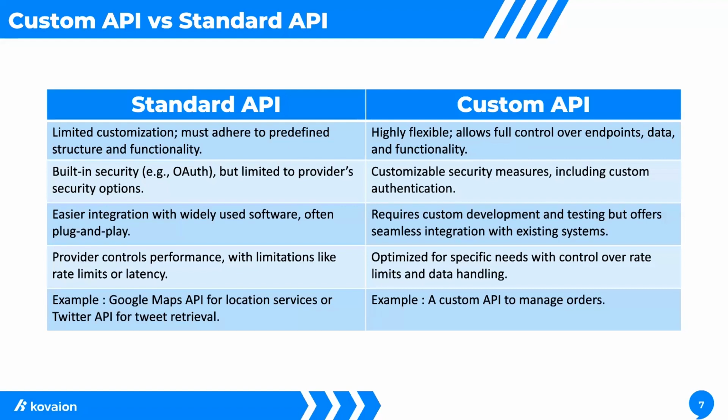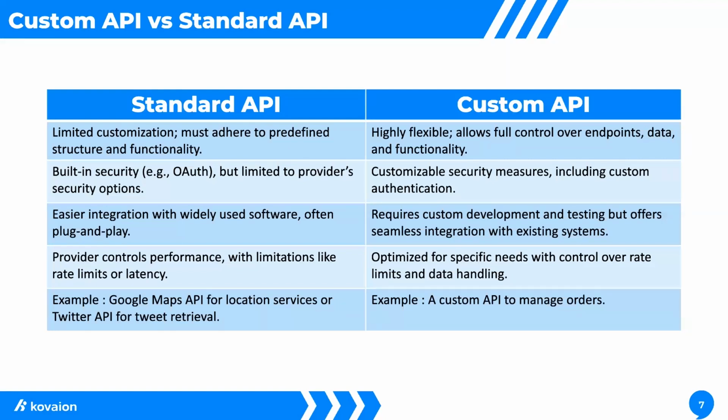And then providing provider controls performance with limitations like rate limits or latency. Here, custom APIs are optimized for specific needs with control over rate limits and data handling. In custom APIs, we can handle the data. For example, if we need to get only order ID, start date, and end date, we can get those fields alone in the response.